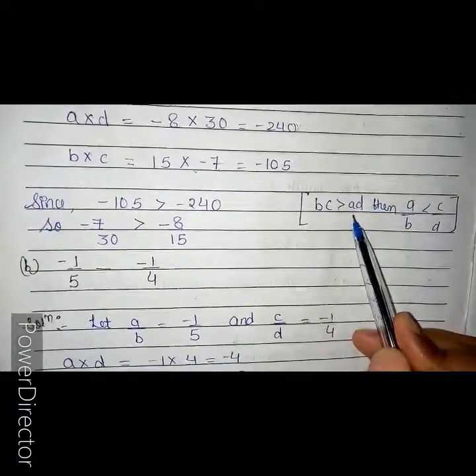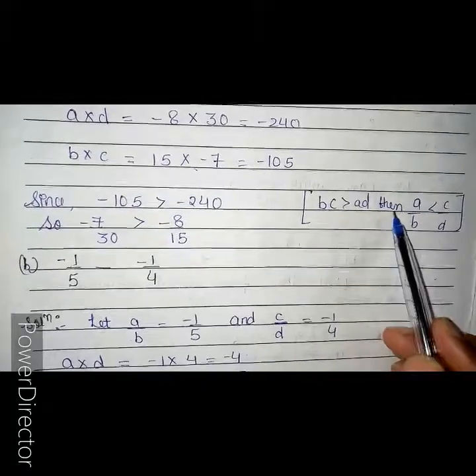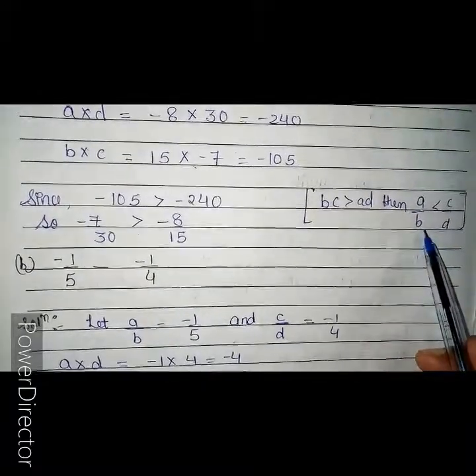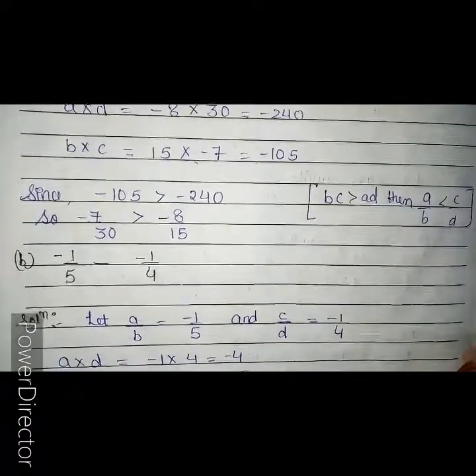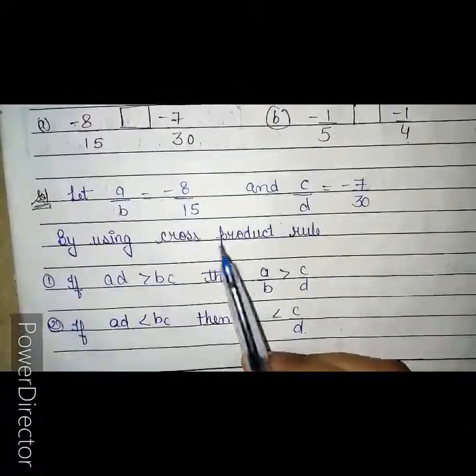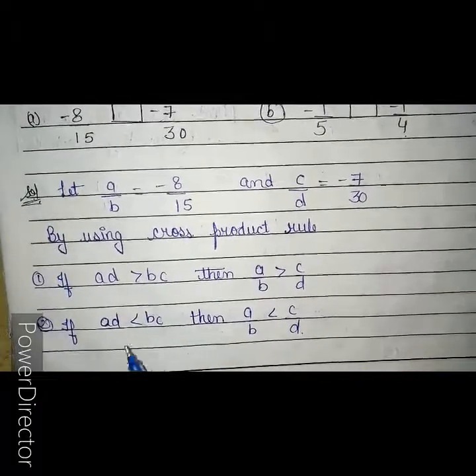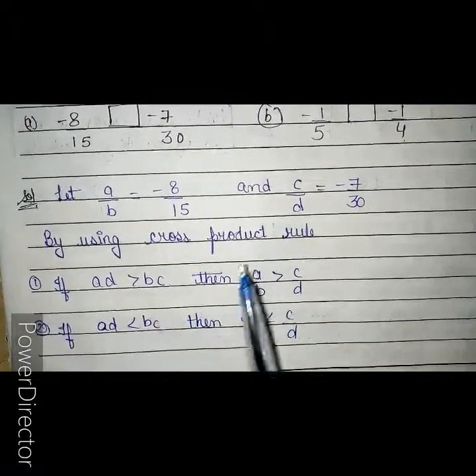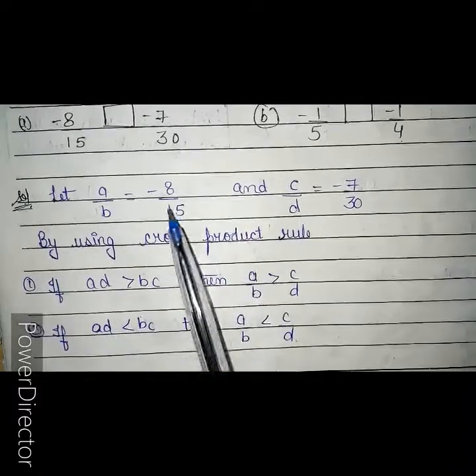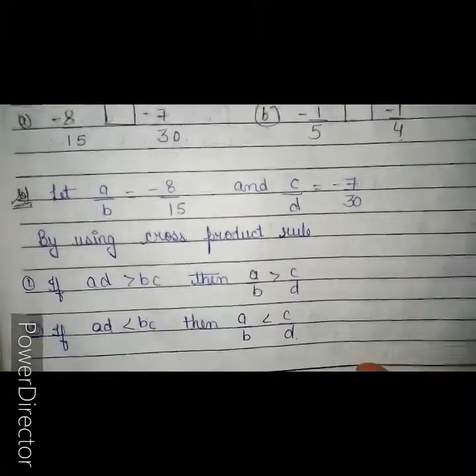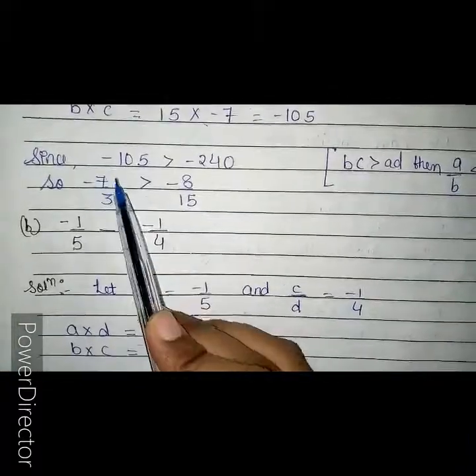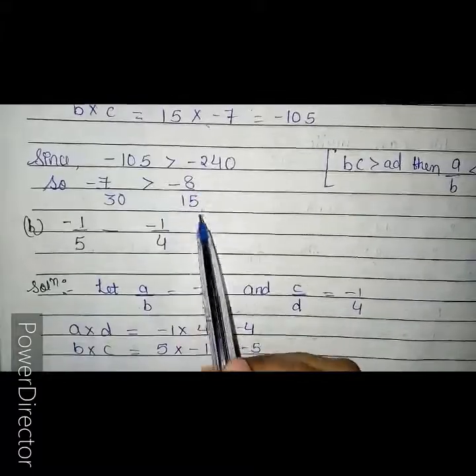Since minus 105 is greater than minus 240, it means BC is greater than AD. If BC is greater than AD, then the rational number A upon B is less than C upon D. A upon B equals minus 8 upon 15 and C upon D equals minus 7 upon 30. So our answer is minus 7 upon 30 is greater than minus 8 upon 15.